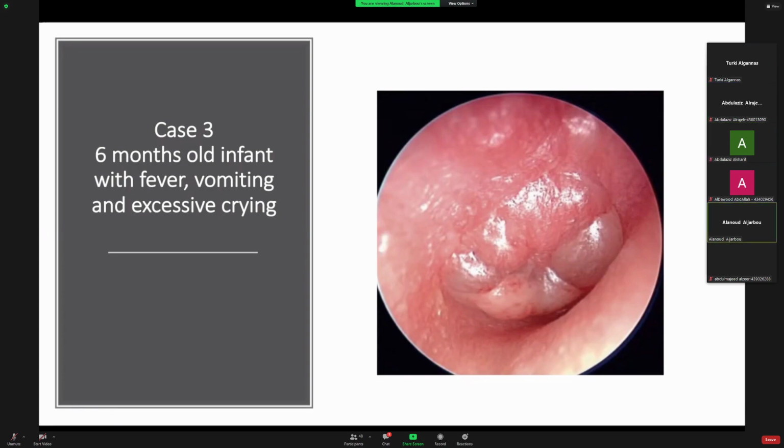طيب كنا نتكلم, what's your management, or is there any difference in your management if this is a 6-month-old with acute otitis media or a 2-year-old with acute otitis media?